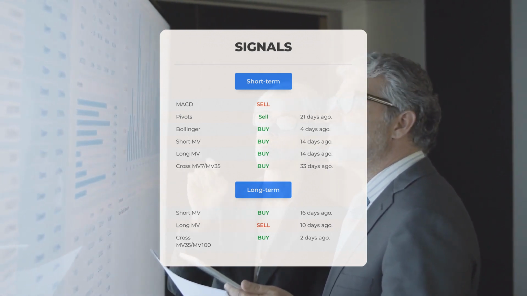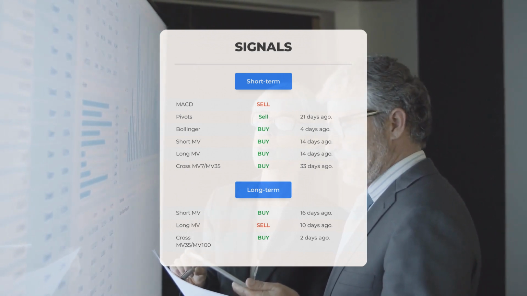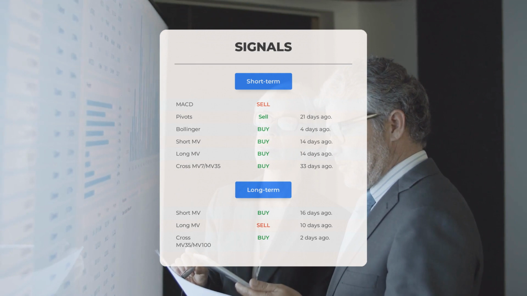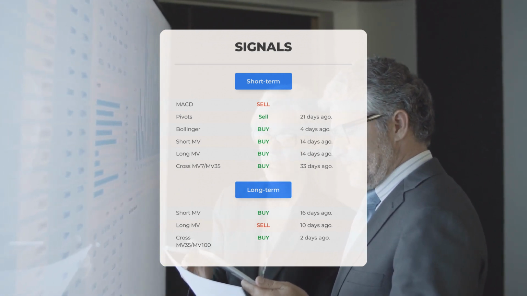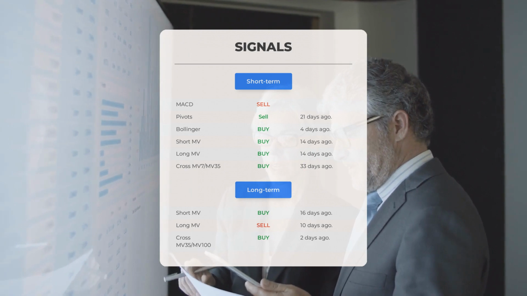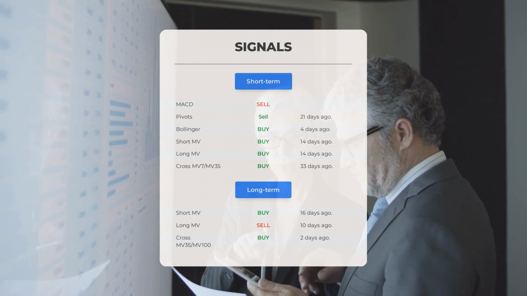Now, shifting our attention to the 12-month chart. Brace yourself for some intriguing updates. The short moving average gave us a buy signal 16 days ago, indicating potential opportunities. However, the long-term moving average surprisingly flashed a sell signal just 10 days ago. Keep an eye on that. And guess what? The relationship between the short and long moving averages revealed a buy signal a mere 2 days ago.